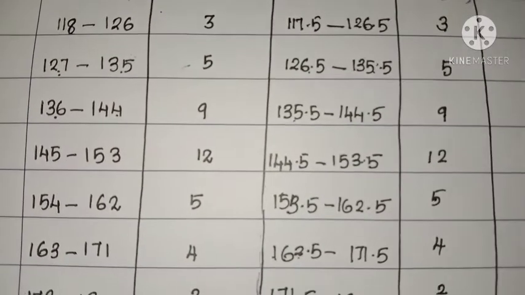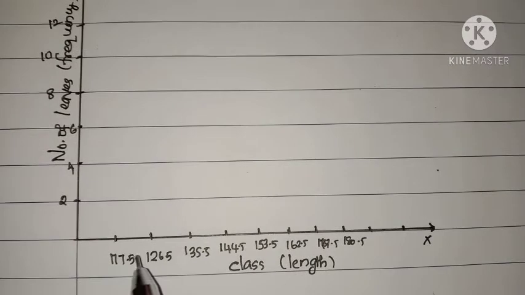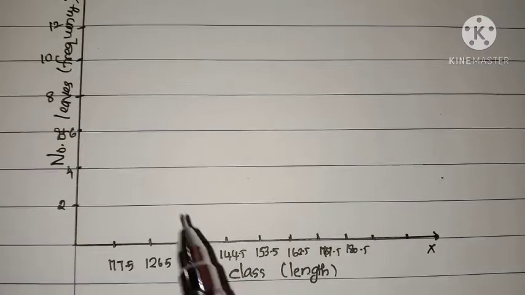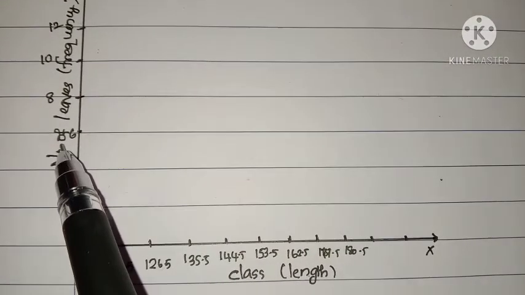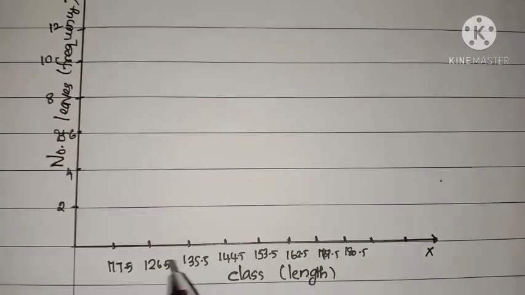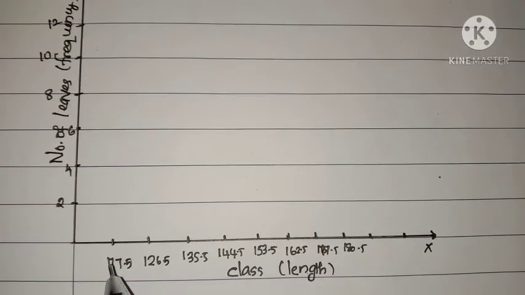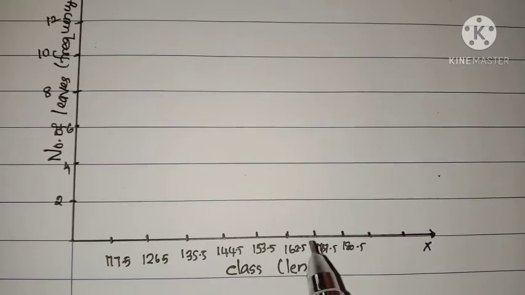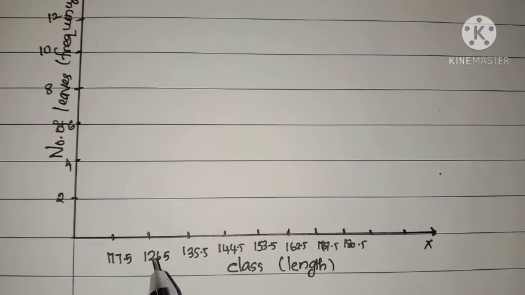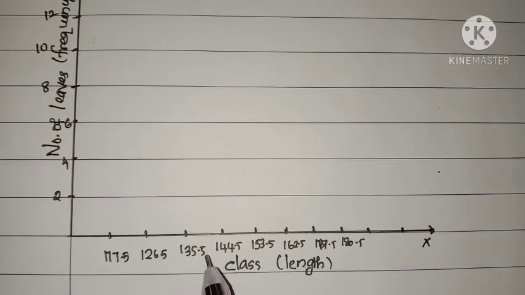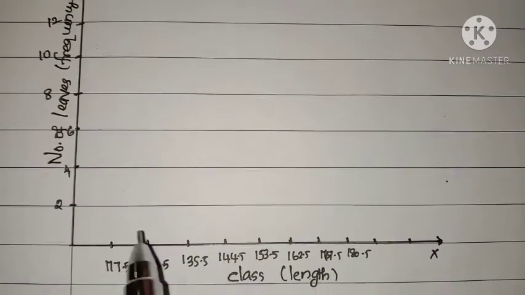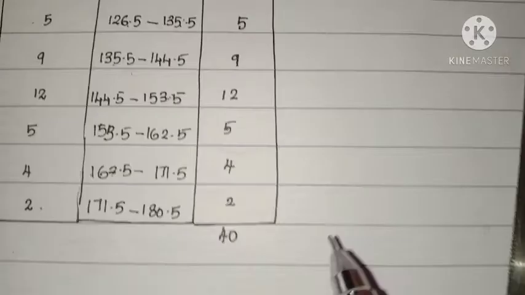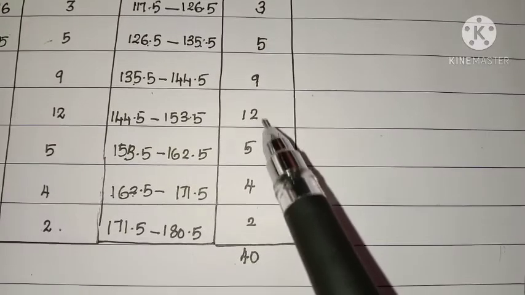Let's see the graph. Along the x-axis we have to write class, that means length, and along the y-axis we have to write number of leaves, that's our frequency. And our class interval starts with 117.5. Then write all the limits, upper limit and lower limit. Okay, 117.5, 126.5, 135.5, and so on.